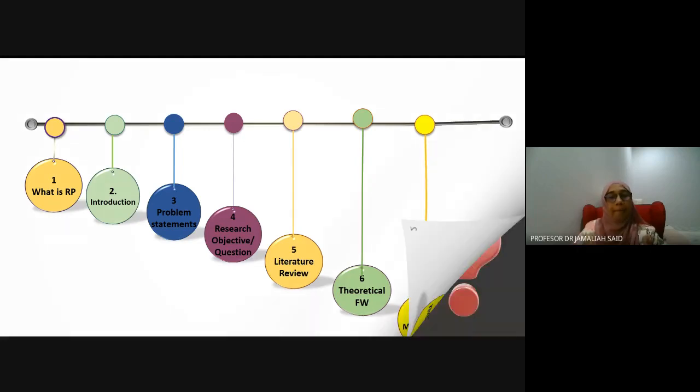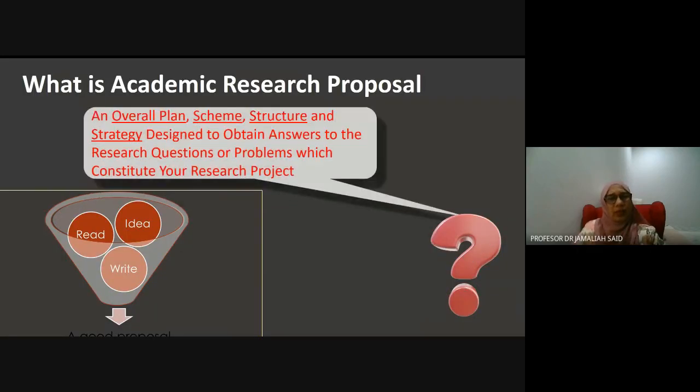So basically, what is a research proposal? An academic research proposal is actually the overall plan, scheme, structure, strategy on how to carry out your research from the beginning till the end. So having a good research proposal will guide you to complete your PhD within the time frame.